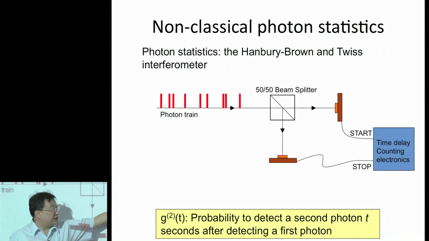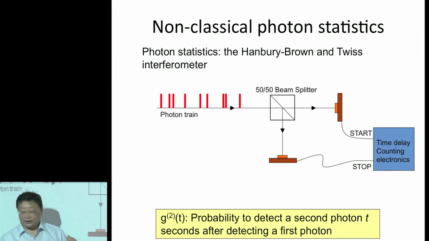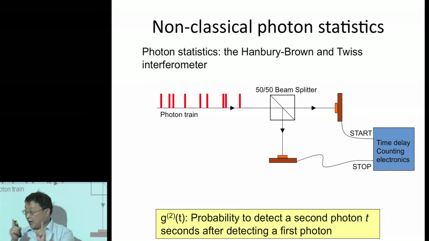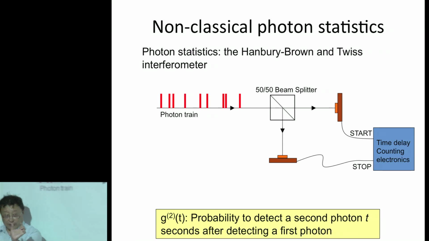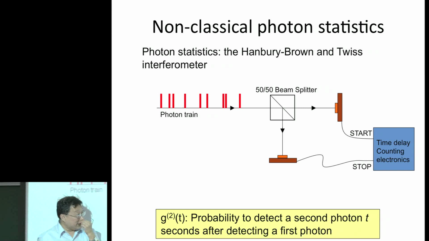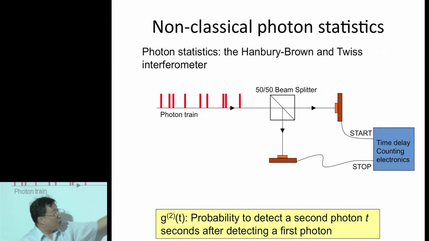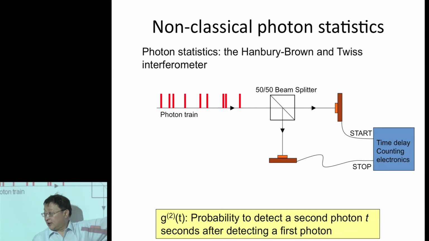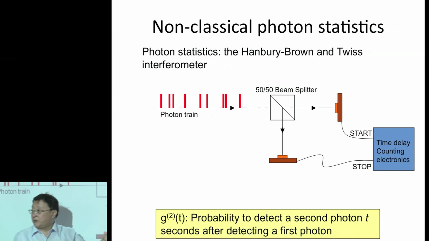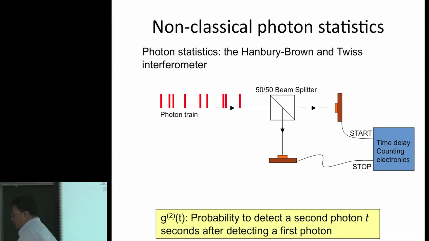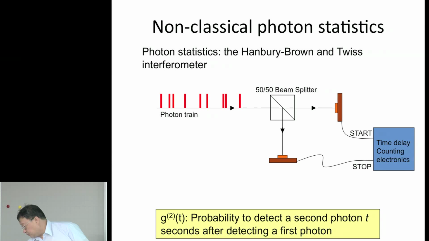And then if one detector detects, I'll start the time counter. When the second detector detects, I'll stop the time counter. Then I look at this time, and I look at the statistical distribution of this time bin, right? What this means is, when you detect the first photon, what is the probability of seeing the second photon at time t later? Then you plot all your distribution, and this is what we call the second order correlation function.